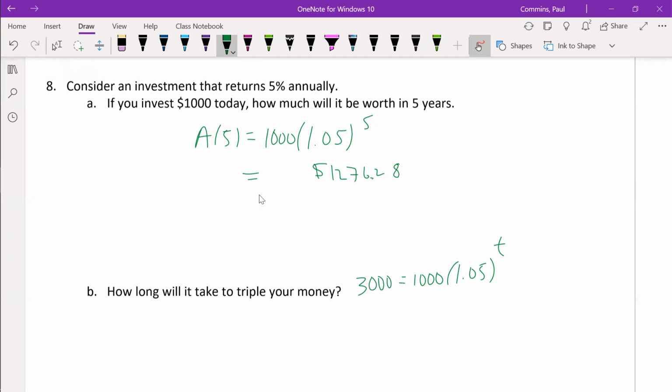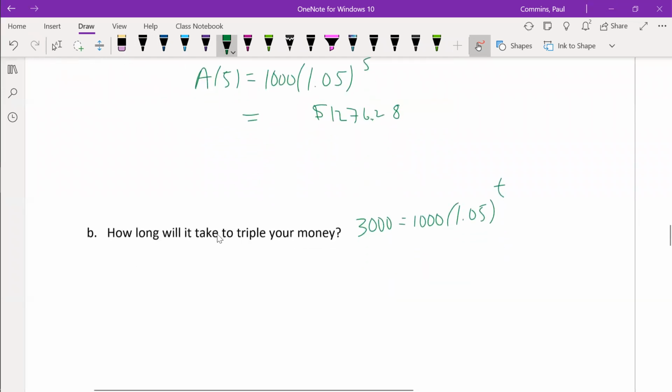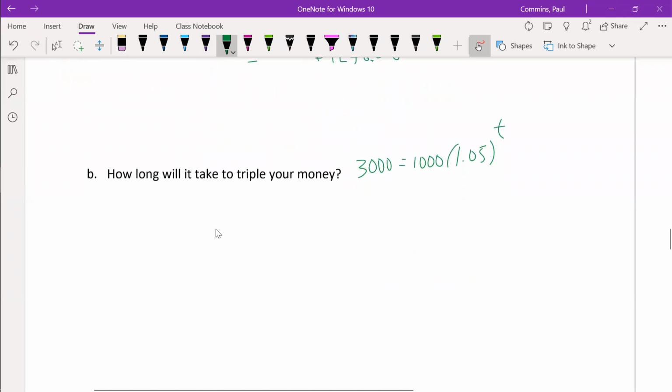All right, so you know that the T is going to be much more than 5 years because we have to triple our money. We haven't even doubled it yet, so it's going to be a lot of years. Let's see how many years it is. Divide both sides by 1,000. That gives you 3, the multiple.